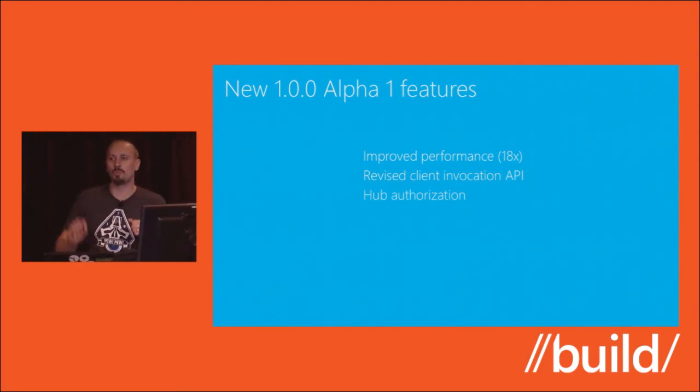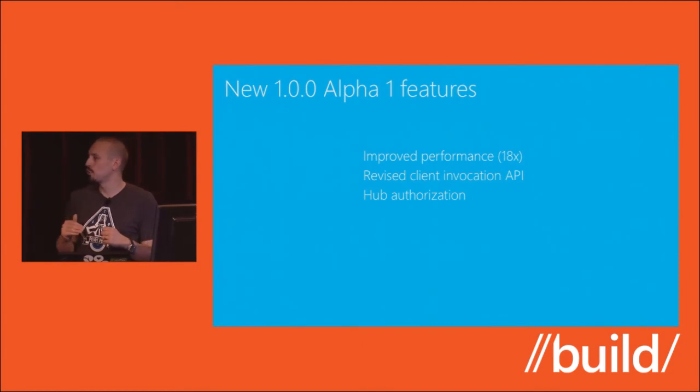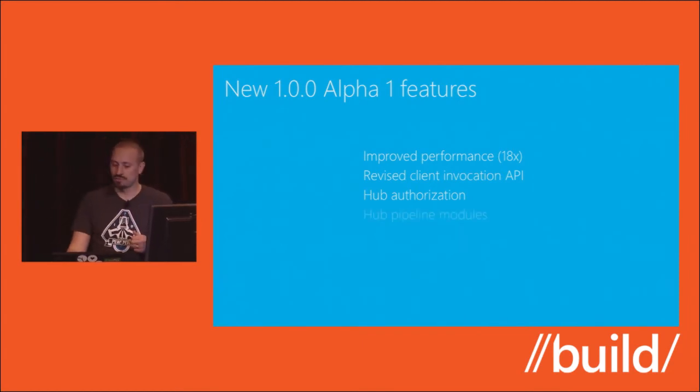You can now use the hub authorization attribute to say that this hub requires a person to be authenticated or they must be in this group, and you can put it on individual methods as well, much like you can do in MVC with the authorization filter there.